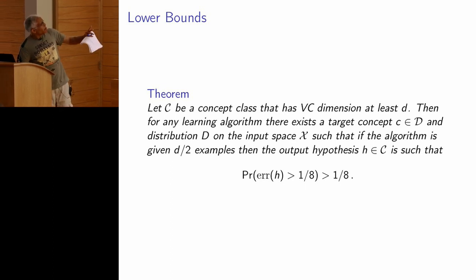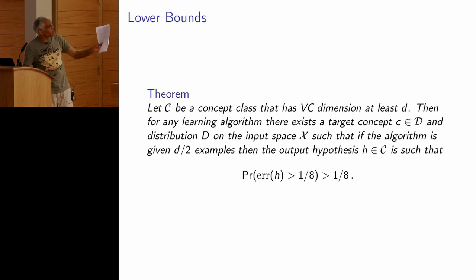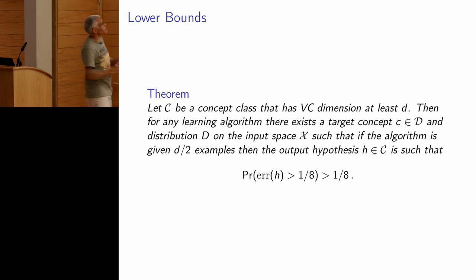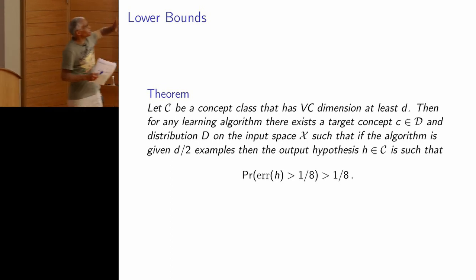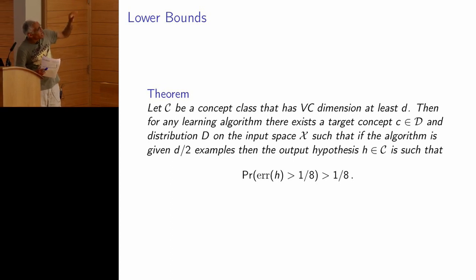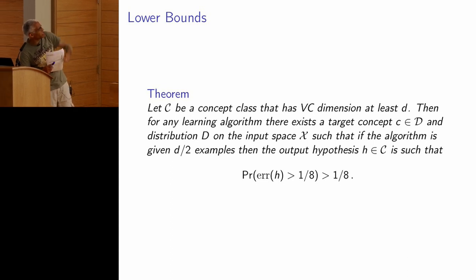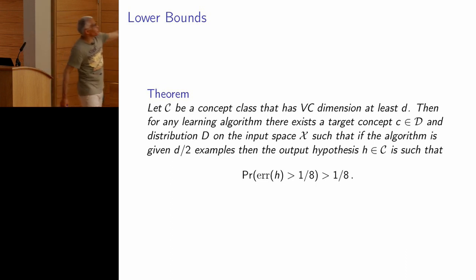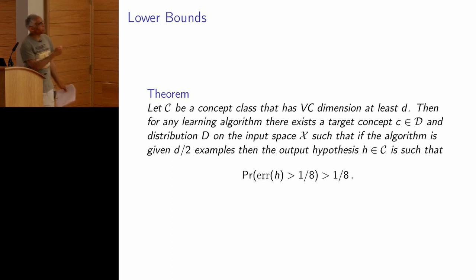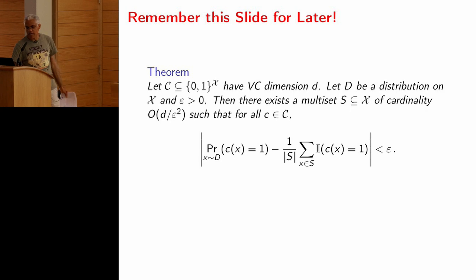So basically what this says is if the VC dimension is finite, then there's a bound on the sample size which is enough to learn. And there's a converse: if the VC dimension is infinite, then no finite set of samples is enough to learn. The proof of this is a nice application of the probabilistic method. I've got a concept class that has VC dimension at least D. Then for any learning algorithm, there exists a bad target concept in C and a bad distribution, such that if I only give D over 2 examples to the learning algorithm, then the hypothesis has, with some non-trivial probability, a constant error. So in fact, VC dimension finite if and only if PAC learnable.